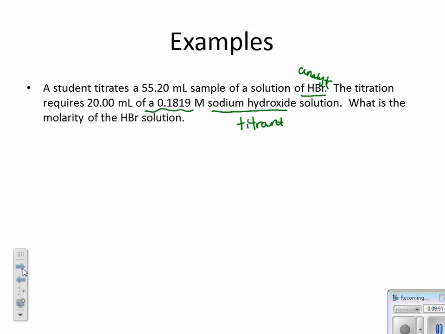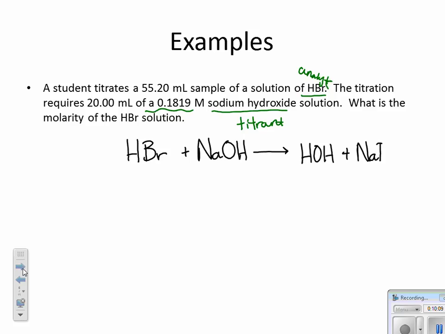So what we're going to do is, of course, write a balanced chemical equation first, because that's the only way we can go from one substance to a different substance. We have a monoprotic acid and a monobasic base. So we're going to get some water, and the salt is going to be sodium bromide. And now that we have a balanced equation, we're going to get moles.